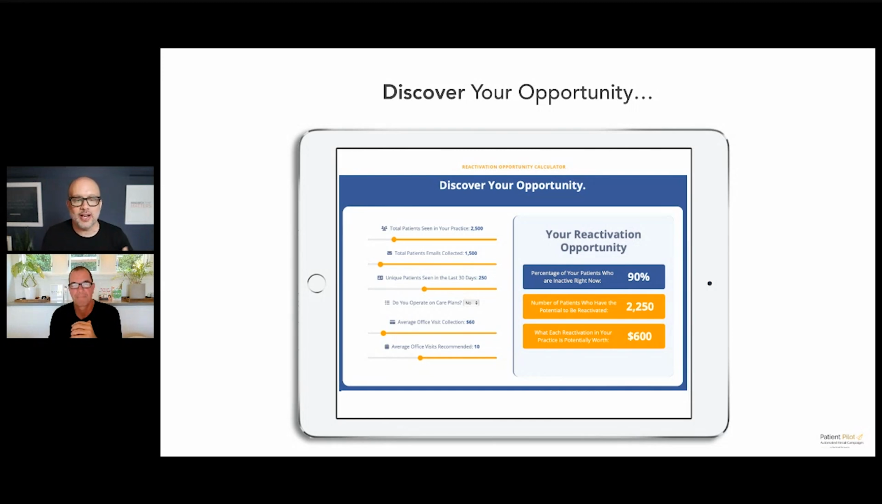The next item here is how many unique people, not visits, how many unique people, human beings, have you seen in practice over the last 30 days? Well, now you can probably already start to put some of these numbers together. This is an example that I ran through with a friend of mine who practices here in Tampa. He had seen 2,500 people. We did this in brackets of 500 to make it easy. The total patient emails was 1,500. He had seen 250 unique people over the last 30 days. So you can see right there, literally exactly 90% of his patients were inactive.